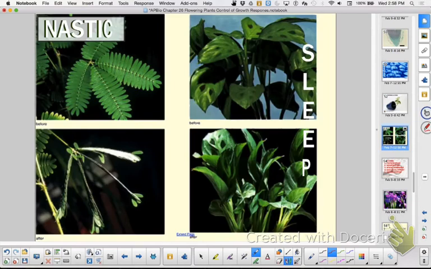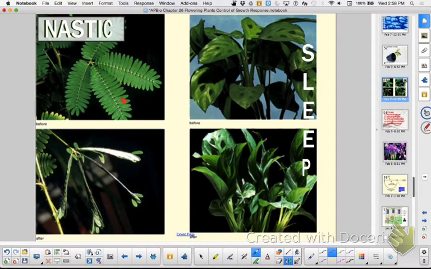And then nastic. I always think spastic, nastic. Nastic movements are like when the leaves close really quickly. Again, what would be an adaptation for that? Why would you do this? Yes. Yeah, if some bug lands here and is going to start eating you, you just close your leaves. Whoops, they fall. Okay, so that can protect you. And then sleep movements, I think it's called the prayer plant. It closes its leaves during the night for protection, and then expands back out when there's light.